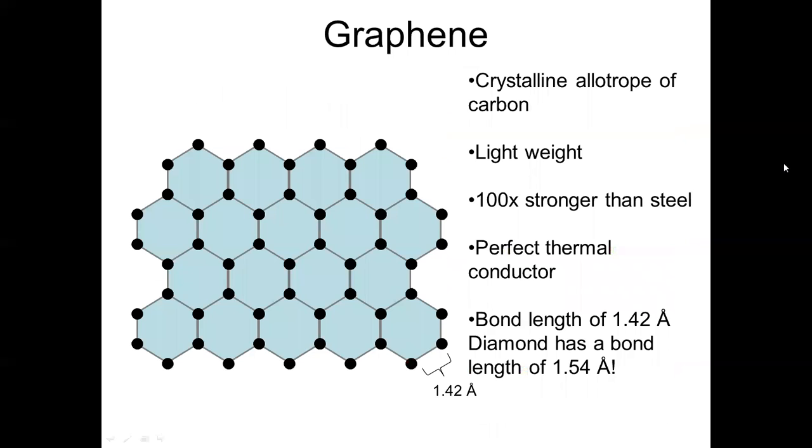So this is the crystalline allotrope of carbon. It's very lightweight. It's 100 or 200 times stronger than steel. It's a perfect thermal conductor, and it has a bond length of about 1.42 angstroms. And we can see that bond length is related to strength. The bond length for diamond is about 1.54 angstroms.